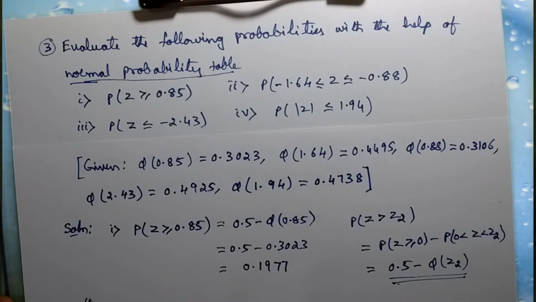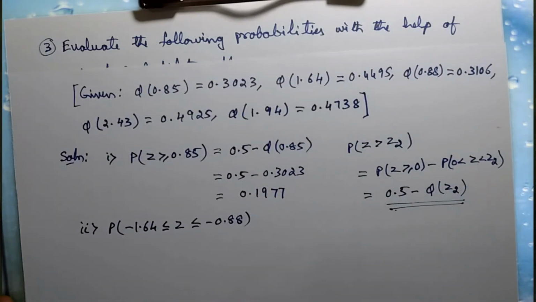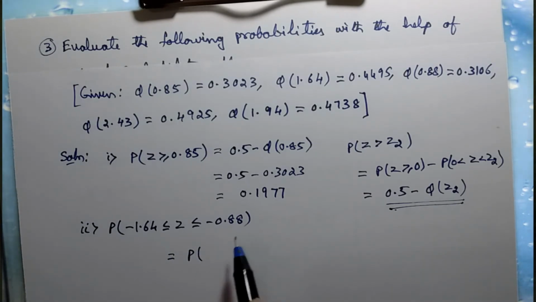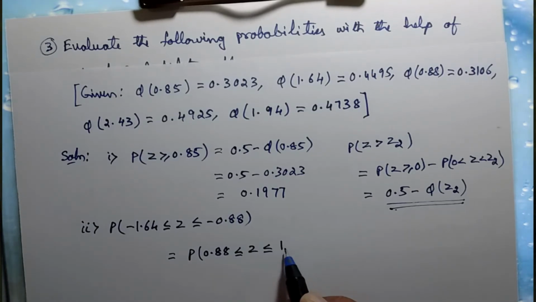Then move on to the next result. Next result: probability when minus 1.64 is less than or equal to z is less than or equal to minus 0.88. To evaluate this result, because both are negative values, you can write it in terms of the positive values, because we know that the area on the left-hand side and right-hand side of the normal curve is the same. You can convert this negative into positive as 0.88 less than or equal to z less than or equal to 1.64.